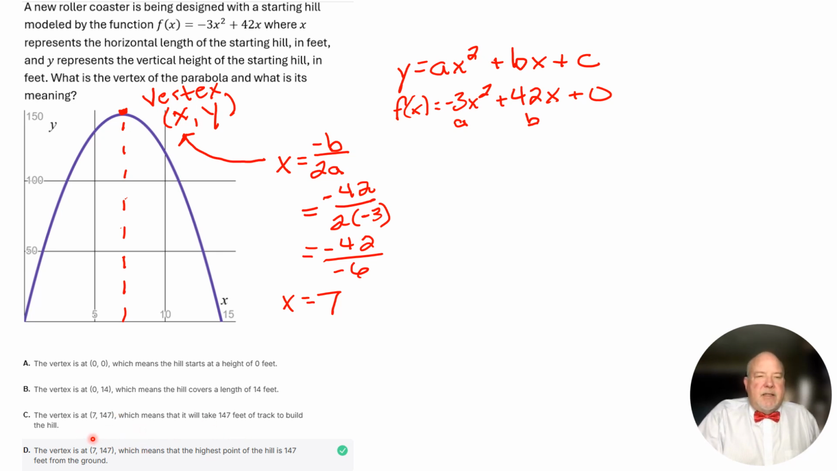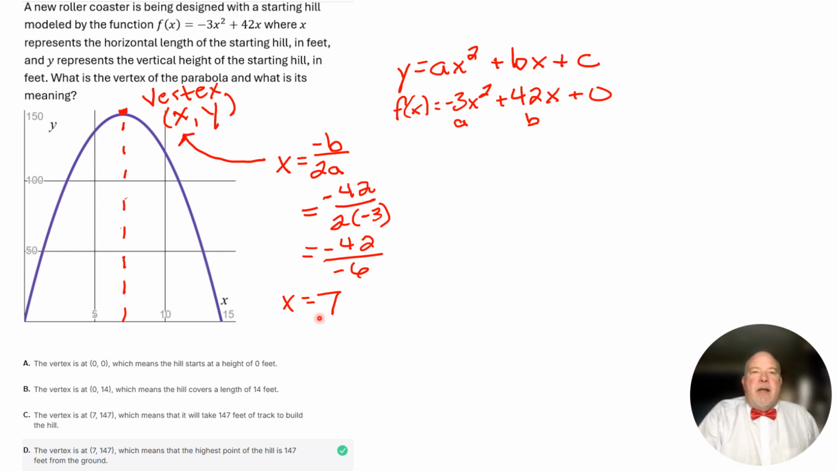So answer C says the vertex is at (7, 147), which means that it will take 147 feet of track to build the hill. And D says it means that the highest point of the hill is 147 feet from the ground. Well, if we look at the graph and look at the vertex here, that 147 corresponds with the y value, and the y value represents the vertical height of the starting hill. So D makes the most sense. It is the highest point of the hill, and that matches up with the graph.